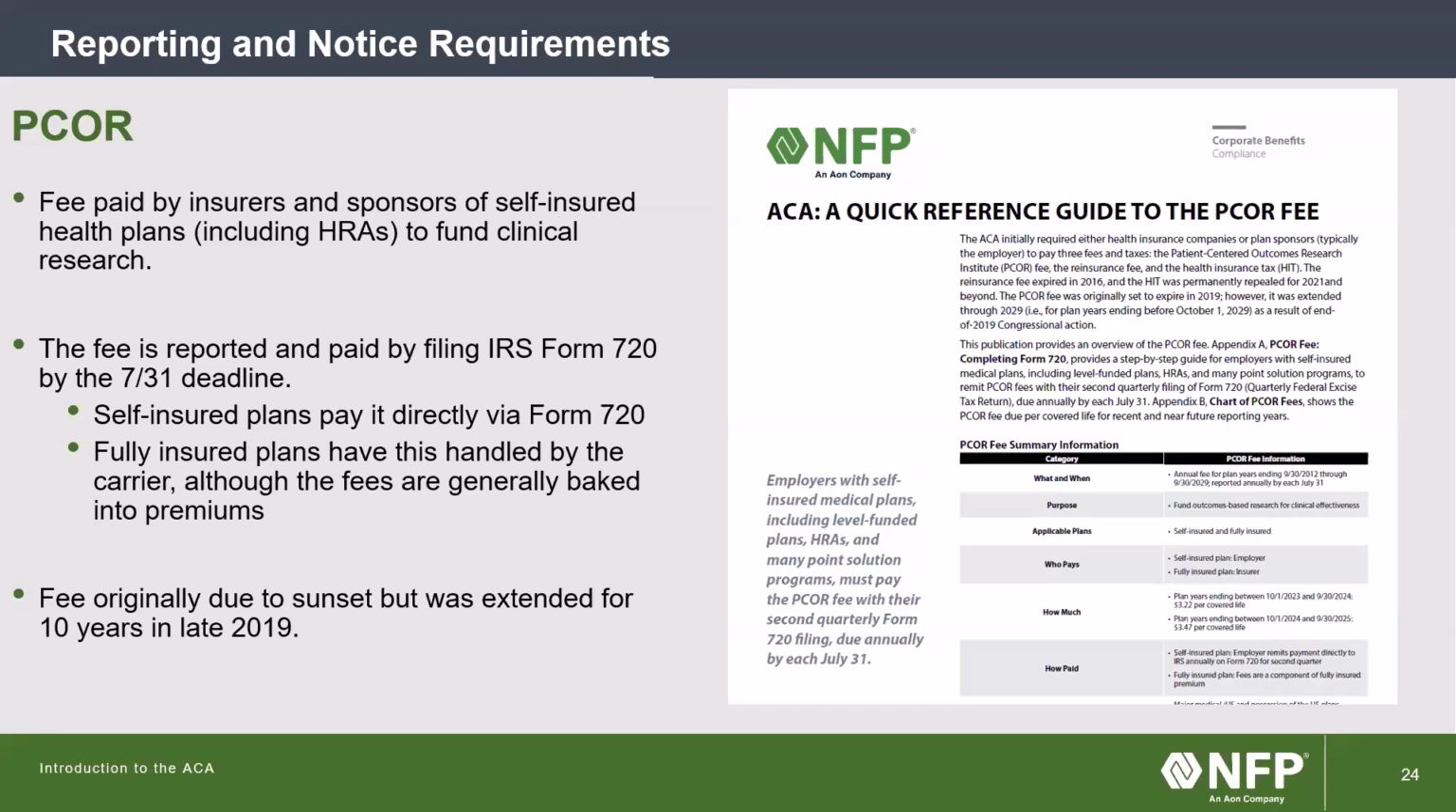The fee is reported and paid by filing IRS Form 720 by the 31st of July of each year. Self-insured plans pay that directly via Form 720, but fully insured plans have this handled by the carrier, although the fees are generally baked into the premiums. Just to note, the fee was originally due to sunset, but was extended for 10 years in late 2019. So this obligation to pay this fee will continue until at least 2029.